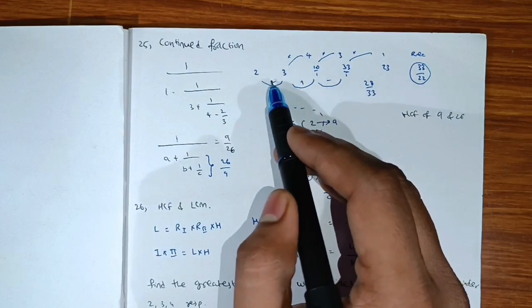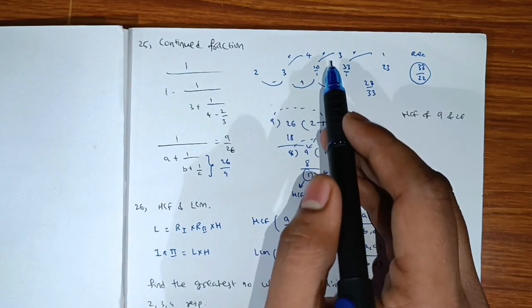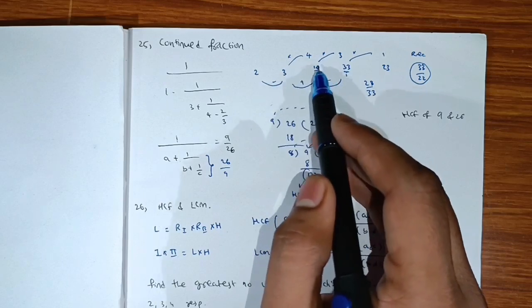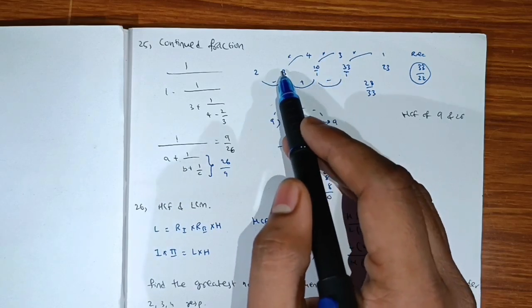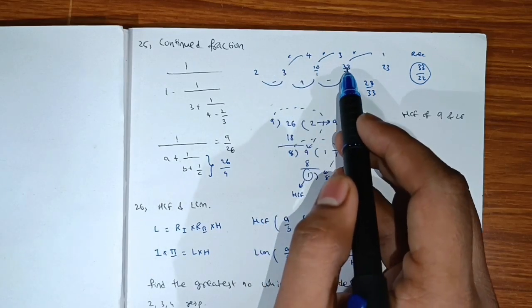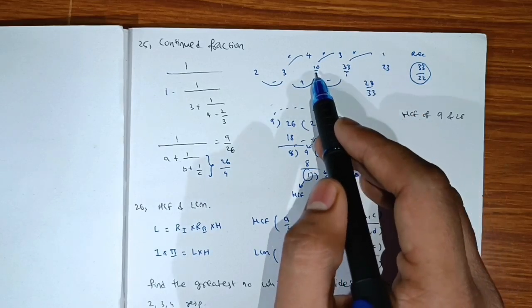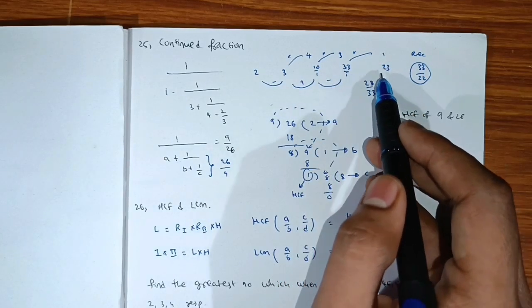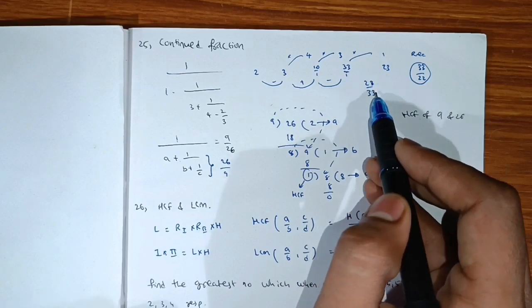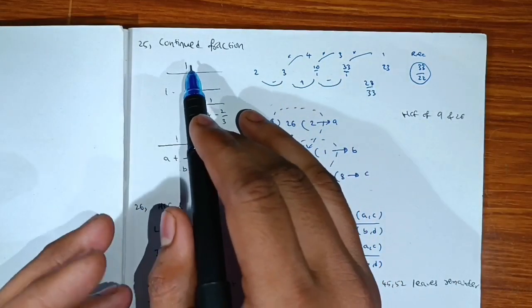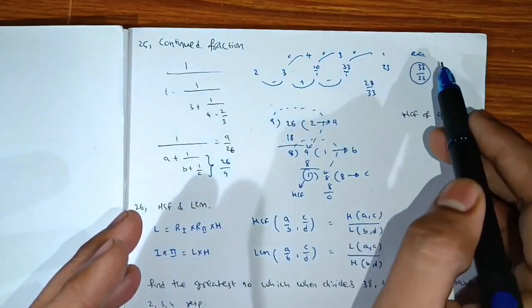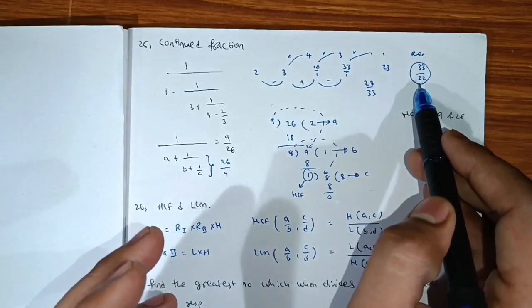Like 4 cross 3 minus 2. Again here you will get the value, you need to write here like 3 into 10 plus 3 will give 33, and 1 into 33 minus 10 will give you 23. You need to write these two things like 23 by 33. Again here we have 1 now, so you need to take the reciprocal of this, like 33 by 23.